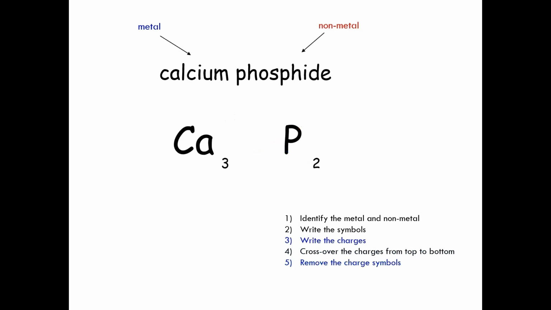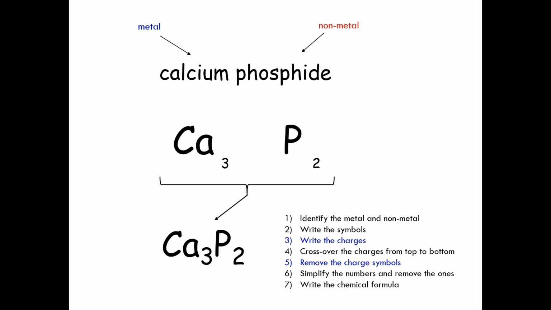Remove the charge symbols. Simplify the numbers and remove the ones. In fact, we can't simplify these numbers any further, and there are no ones to remove. And so, when we write the chemical formula, we put what's remaining together, and we get Ca3P2. And that is the chemical formula for calcium phosphide.